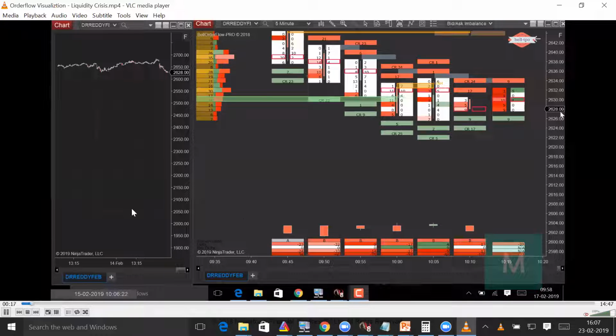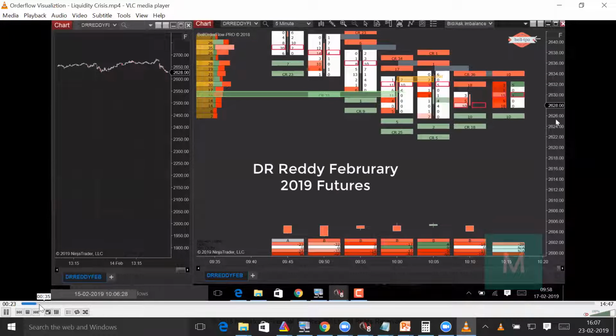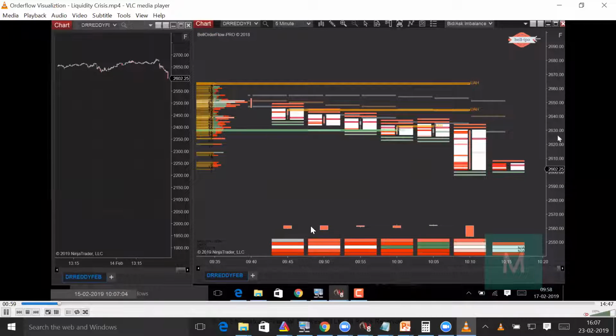So this is some time back. You can see the price was, Dr. Reddy was coming close to the previous day low. So this is Dr. Reddy February 2019 futures, and I just compressed it to see.